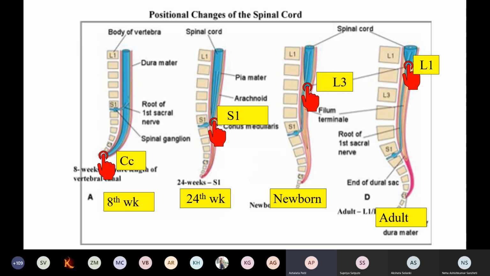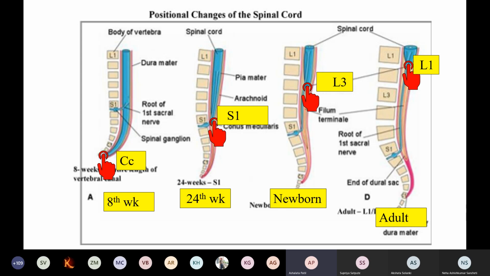Now what are the positional changes of the spinal cord? If you see, by the 8th week of intrauterine life the vertebral column and the spinal cord coincide with each other. The spinal cord extends up to the coccyx by the 8th week. But then there occurs differential growth. The vertebral column develops faster as compared to the spinal cord, so the level of the spinal cord recedes.